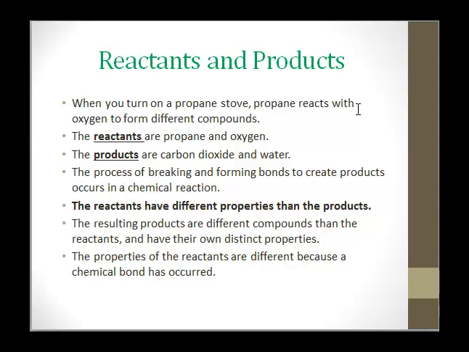The process of breaking and forming bonds to create products occurs in a chemical reaction. Right? So we're breaking the bonds of this propane and oxygen. A chemical reaction occurs, and what's produced is carbon dioxide and water. The reactants have different properties than the products, right? So the propane and oxygen have different properties than the carbon dioxide and the water. The resulting products are different compounds than the reactants and have their own distinct properties. The properties are different because a chemical change has occurred.